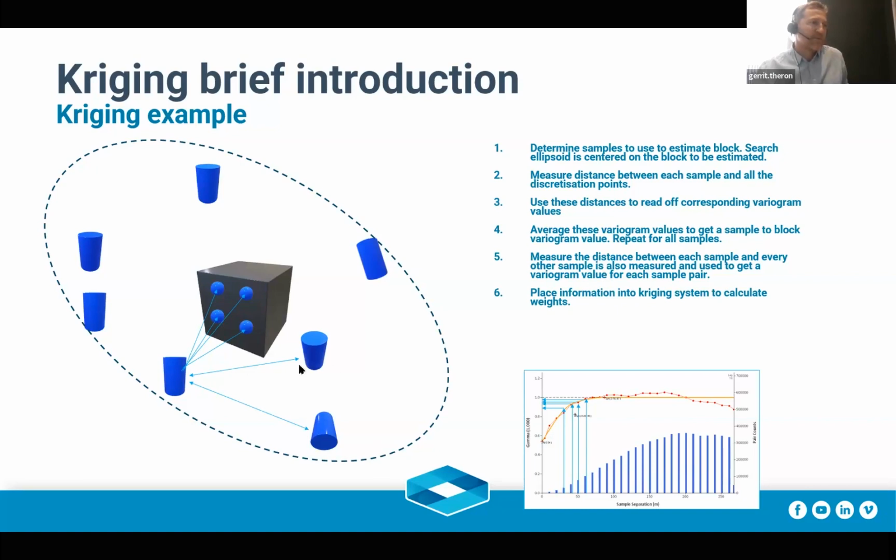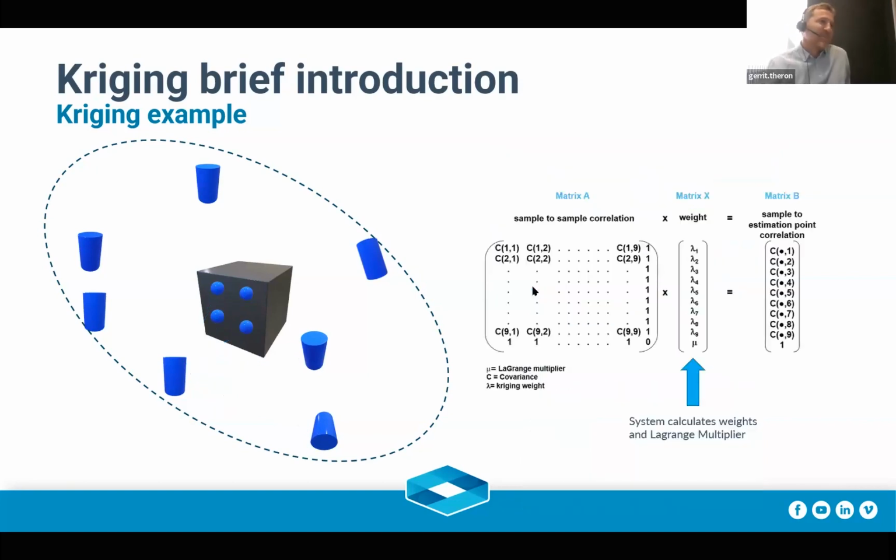So we can see it depends on the sample spacing as well as the sample to block spacing. The weights are applied to the respective sample grades, and we generate the ordinary Kriged estimate. Okay, so very simple steps.